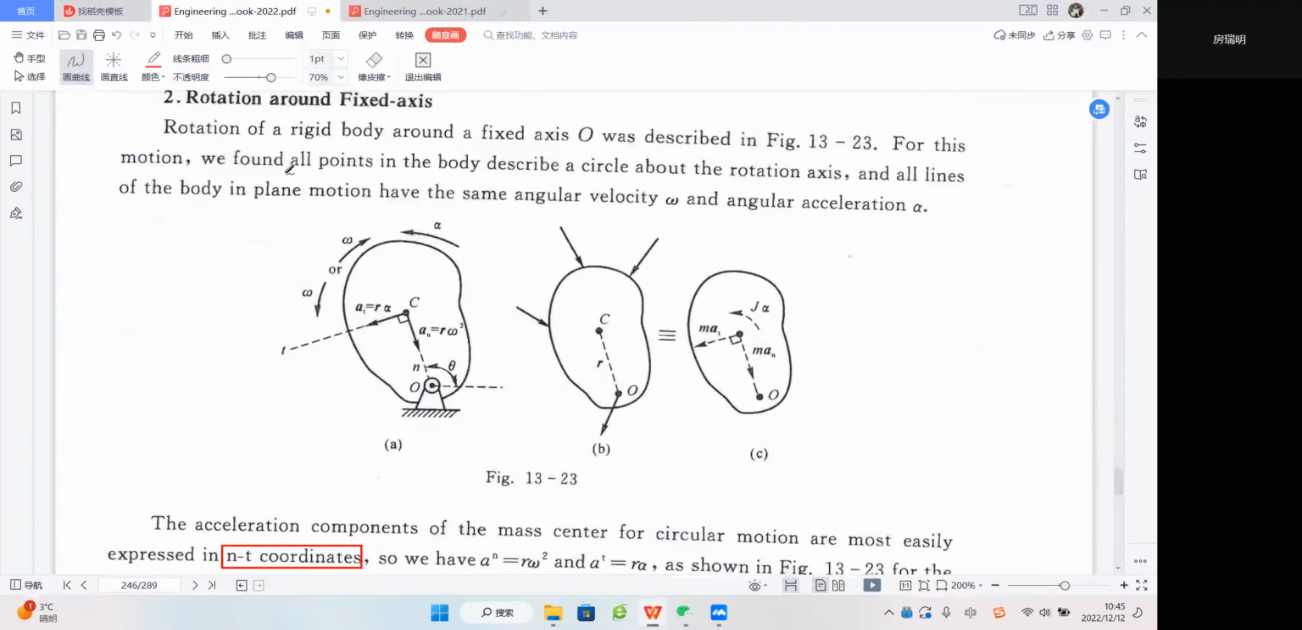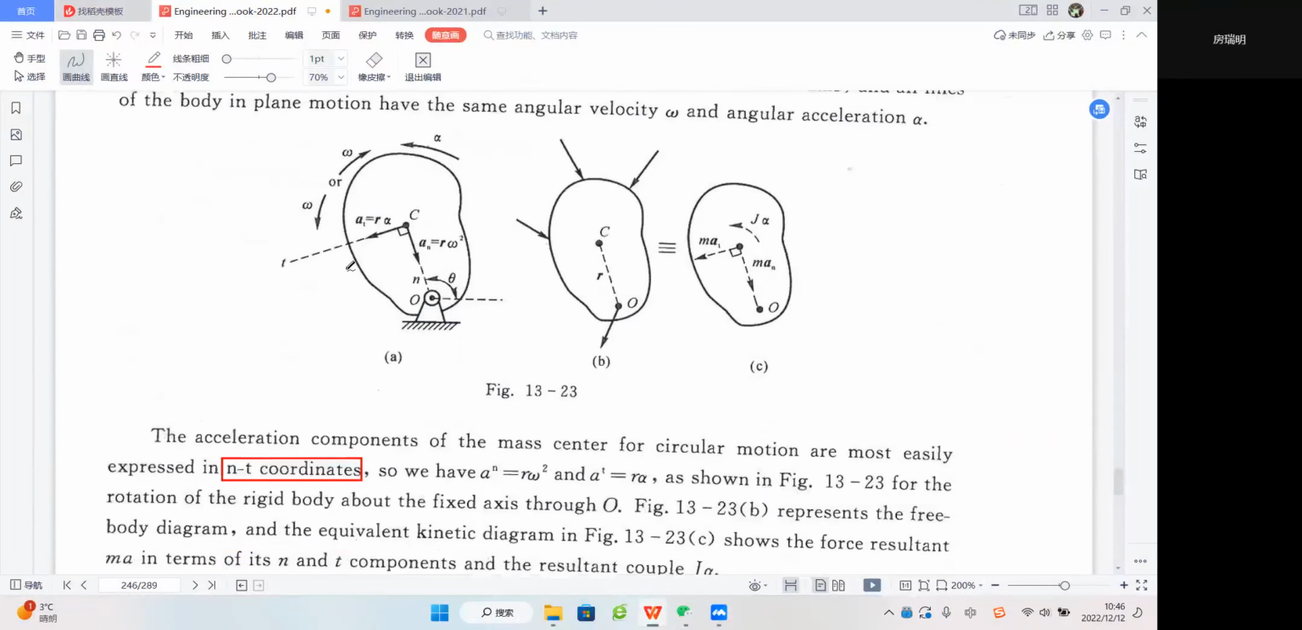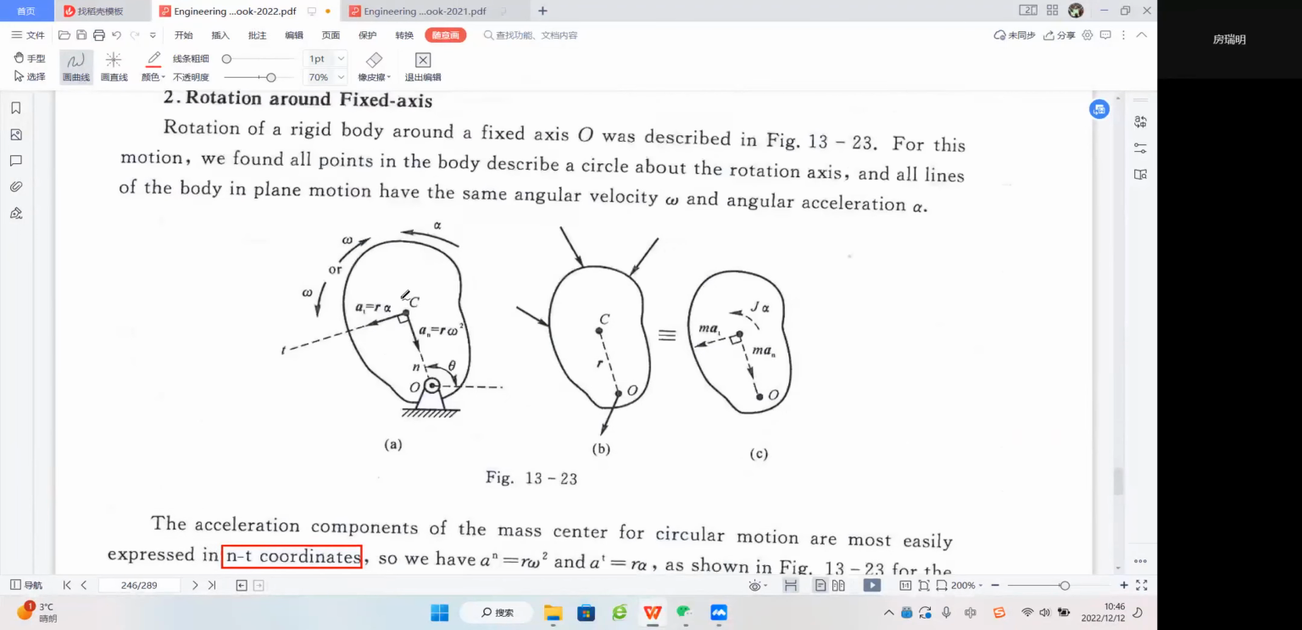So let's see. Rotation of a rigid body around the fixed axis O is described here. So here is a lot of kinetic information. You guys should be very familiar with that. So assume we have this alpha, maybe we have this omega, right? Maybe this direction, maybe this. For me, I'd like to always assume that omega has the same direction as alpha, right? And if this C is the mass center C, we will see that AC has two components.